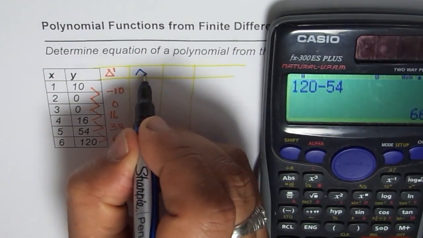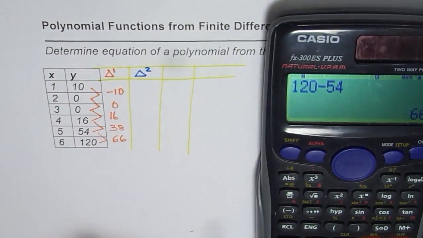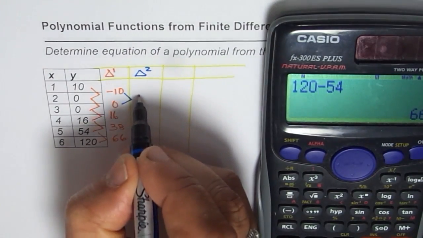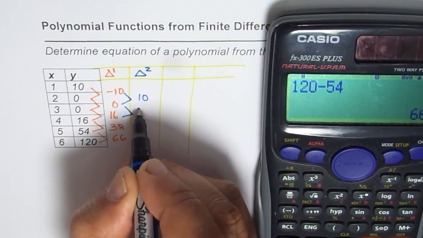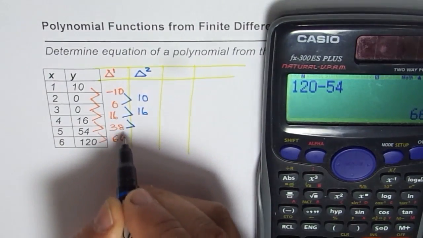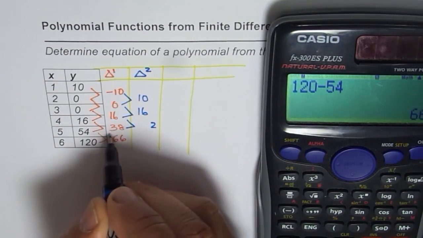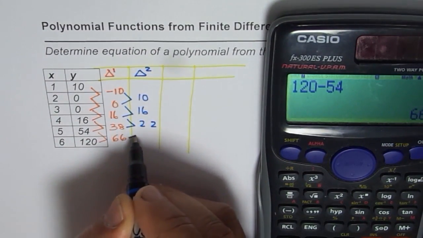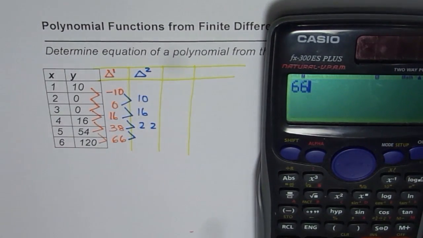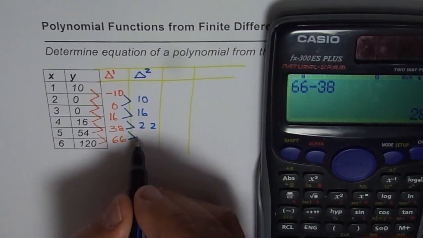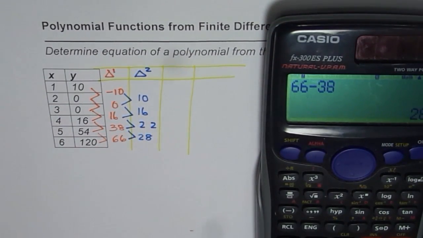Okay, let's see if it is quadratic. That is the second difference. So 0 minus 10 is plus 10. 16 minus 0 is 16. 38 minus 16 is 22, and 66 minus 38 is equal to 28. Okay, good, which is also not constant.